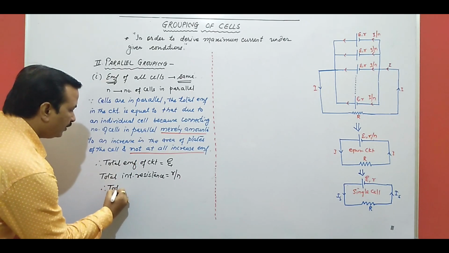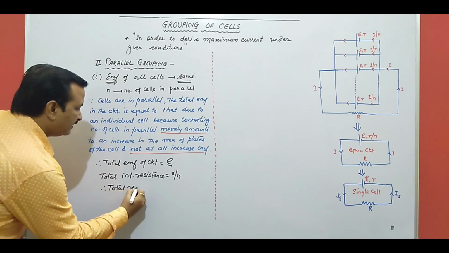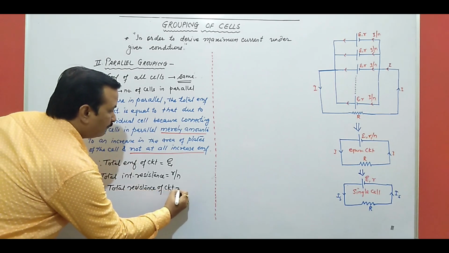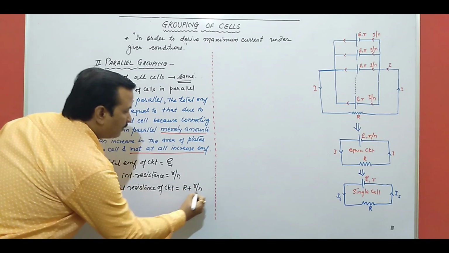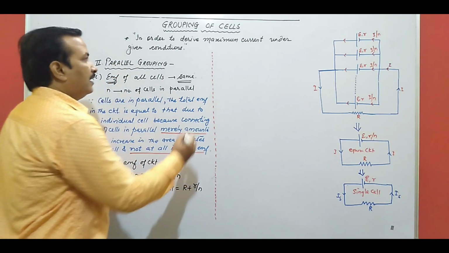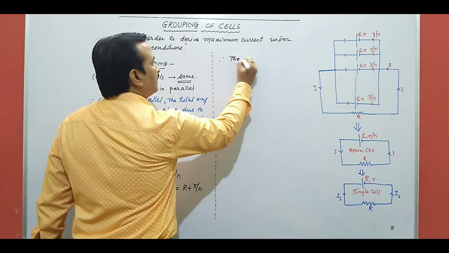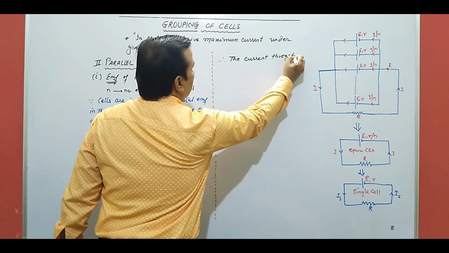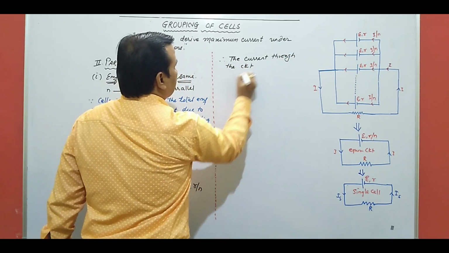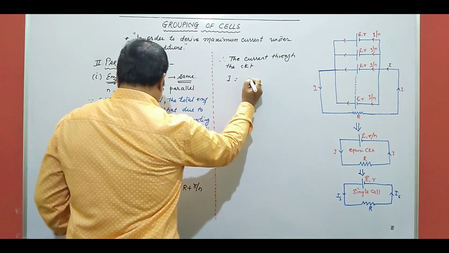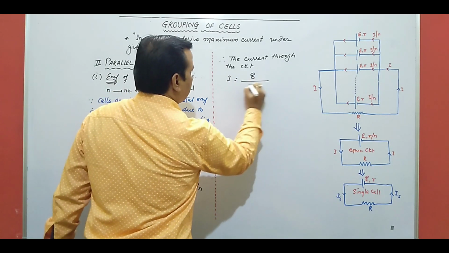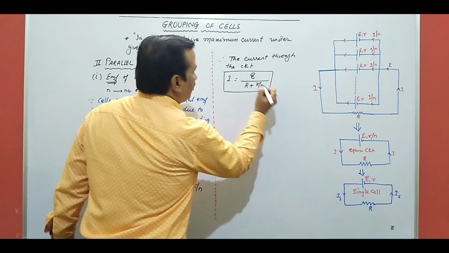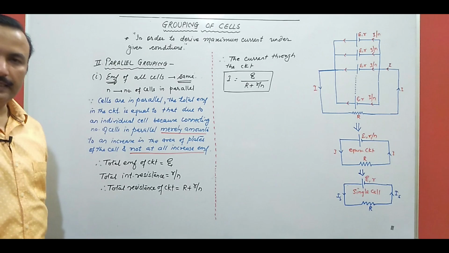Therefore the total resistance of the circuit will be equal to R plus R by N. Right? Therefore the current through the circuit I should be equal to total EMF E upon R plus R by N. This is the total current in the circuit.